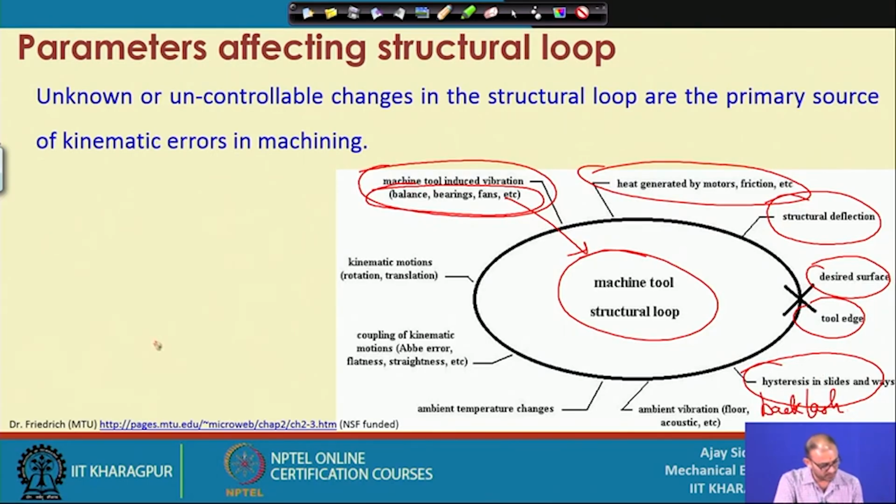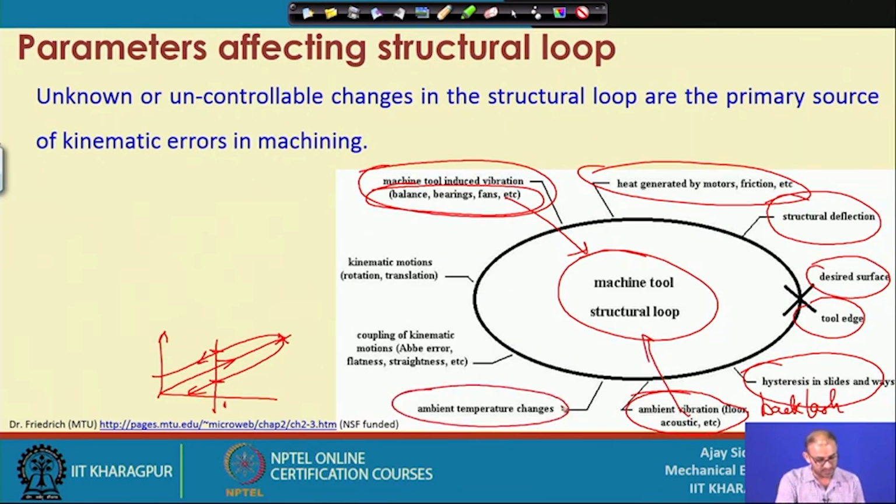That means when you start a movement from one location, the return path is different from the going path. So, you have two outputs for one particular single input, and that is creating a problem. Then there is ambient vibration, floor and acoustic vibration: the machine is installed next to a source giving more vibration, that vibration will propagate inside the machine structure and create a problem.